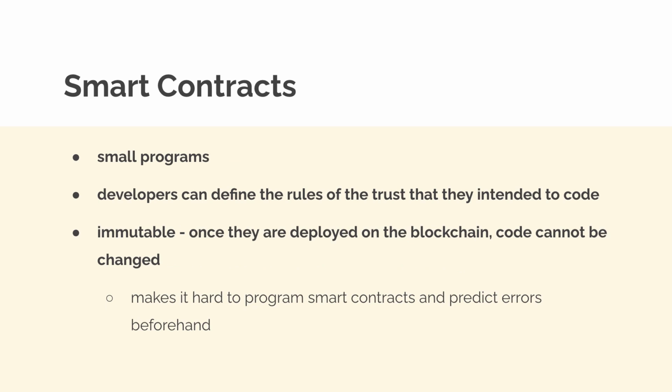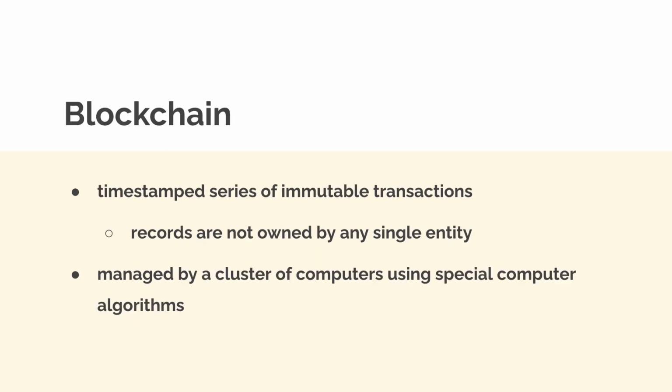A smart contract is a small program, and developers like you and I can define the rules of the trust that we intend to code. Smart contracts cannot be changed once they're deployed on the blockchain, and this makes it hard to program smart contracts and predict errors beforehand, but with testing, we can write efficient smart contracts. And in this course, we're going to learn how we can create smart contracts. And you'll see that it's not as hard as you may think.